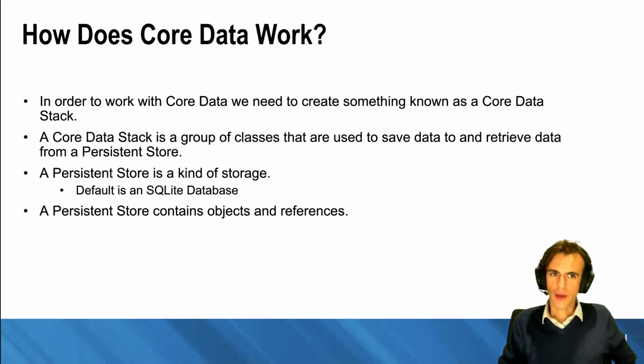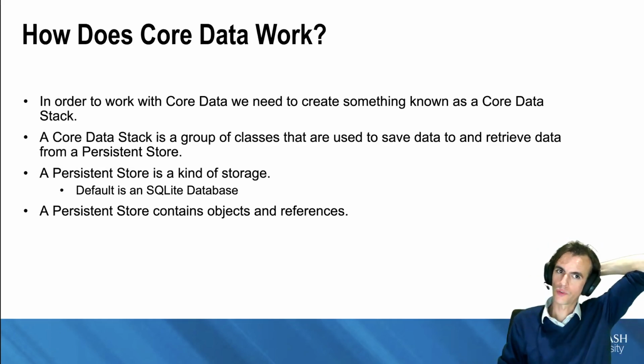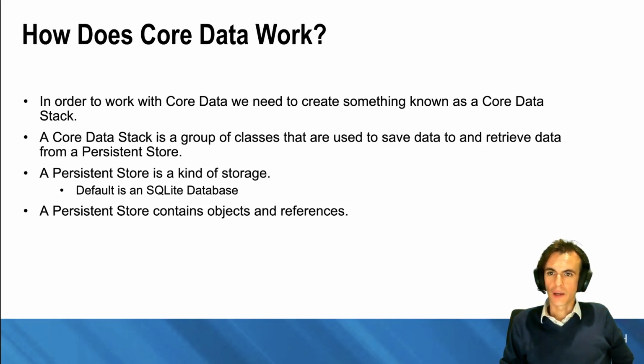So how does core data work? Well, first of all, to use it, we need to create something called a core data stack. Basically, this is a group of classes that are responsible for saving data to and retrieving data from what's called a persistent store. A persistent store is just a kind of storage. It could be XML files, a SQLite database, or something else. And what does the persistent store actually contain? It basically contains objects and references between them.